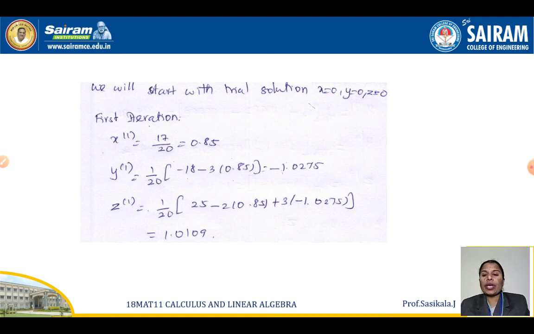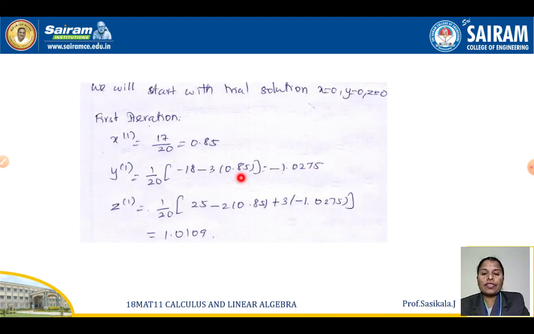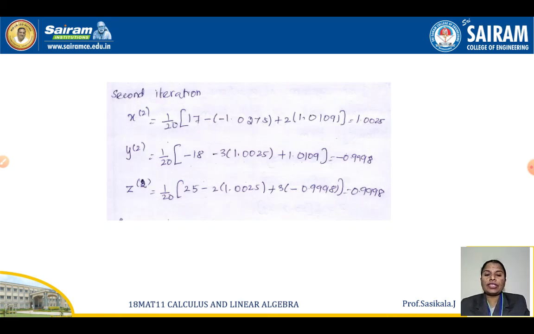Then you can come to the y of 1. How can we calculate y of 1? It is 1 by 20 of minus 18 minus 3 into the recent x value, z will be 0, and you will get minus 1.0275. Then go with the z of 1: 1 by 20 of 25 minus 2 of 0.85 plus 3 into minus 1.0275. So the recent x value and y value, that means x of 1 and y of 1, are substituted to get your z of 1, which is 1.0109. Now I can go with your second iteration.